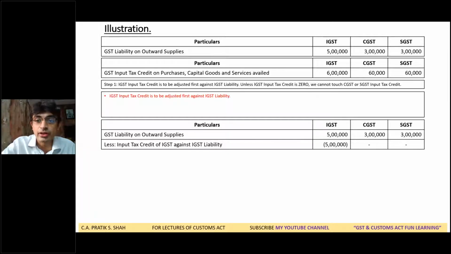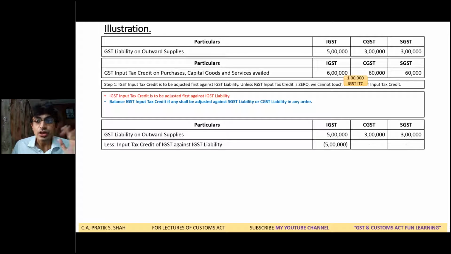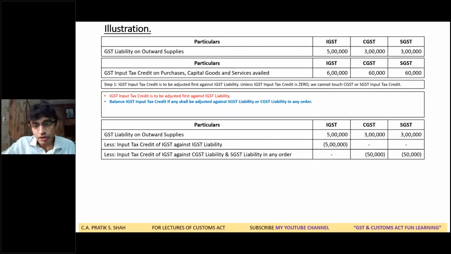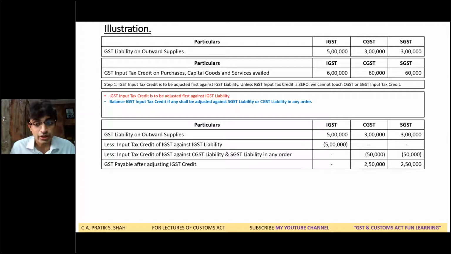Let us adjust that. And whatever balance 1 lakh is there, you can give to CGST and SGST in any order. What did I advise? Give it always 50-50. So 5 lakh is utilized, and whatever balance 1 lakh is there, you give to CG and SG in any order. I will say 50-50. You can give it in any ratio, no stoppage. I will always advise 50-50. So how much balance is left? 2 lakh 50 for CGST, 2 lakh 50 for SGST.